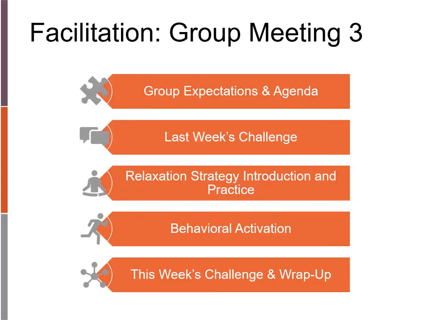There are 5 main topics and activities during Group Meeting 3. This group meeting starts off by reviewing the group expectations and the agenda for the meeting. Then the challenge from the prior week is reviewed. In this session, you will introduce 3 different relaxation strategies and have students practice and discuss them. Students will also learn about behavioral activation. Finally, you will introduce the challenge for the week and wrap up the meeting.